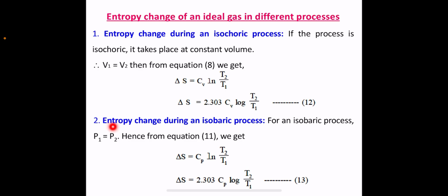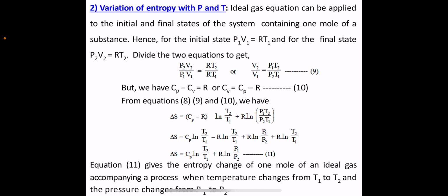And next is entropy change during an isobaric process. As I told, for an isobaric process, pressure is kept constant, that is P1 will be equal to P2. So there is no change in pressure. Hence we have to consider equation 11, which is the variation of entropy with pressure and temperature. Since this is an isobaric process, I am going to use this equation. That means delta S equals Cp ln T2 divided by T1 plus R ln P1 divided by P2.